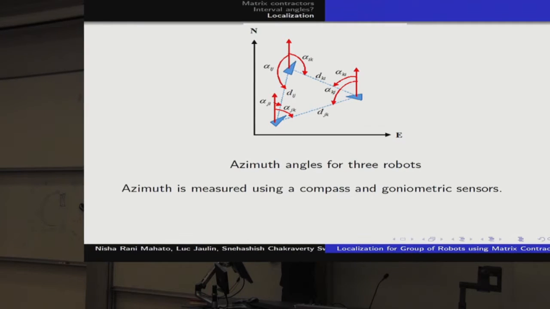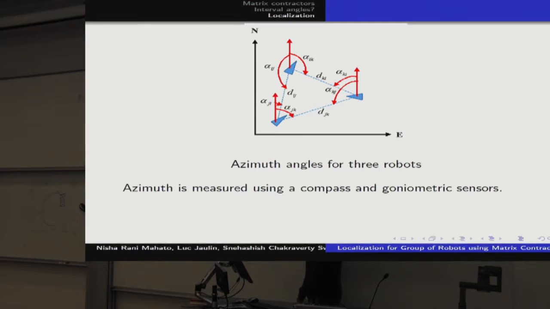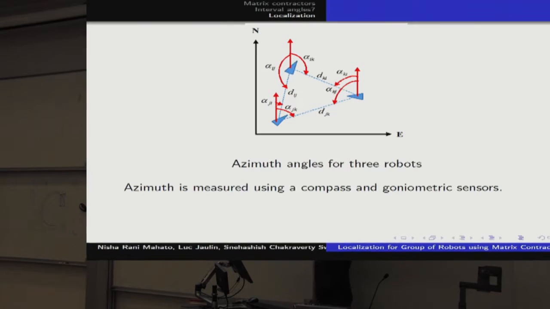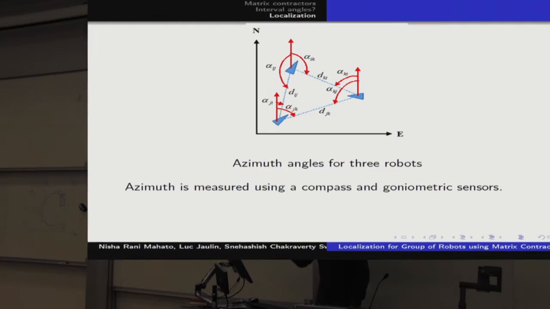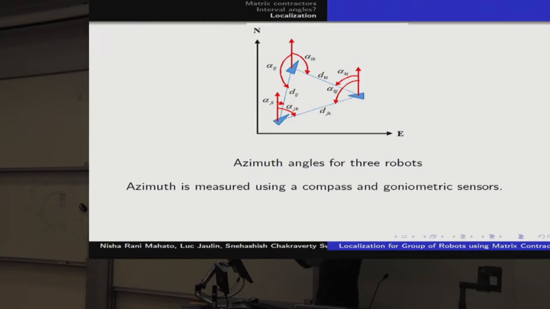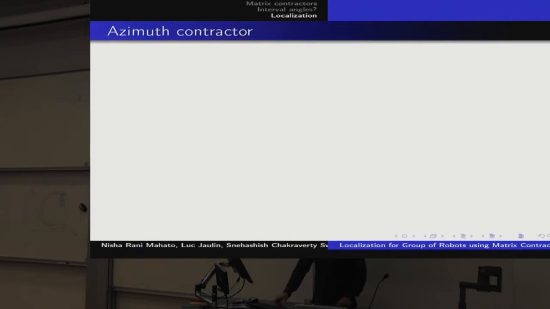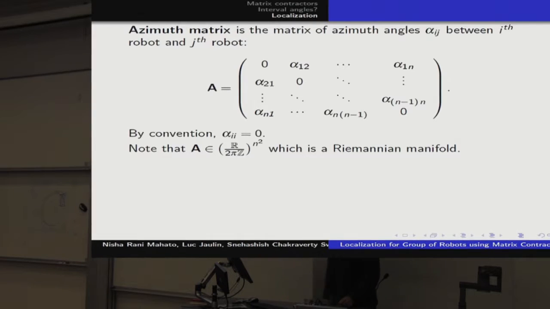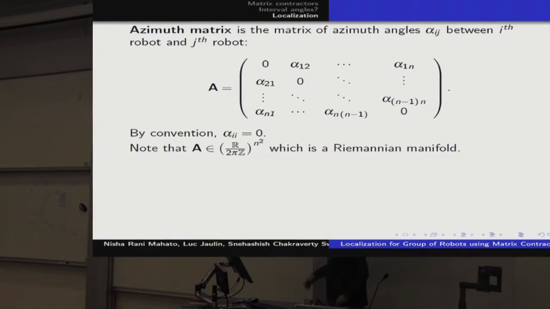And these angles are obtained by a compass. You need a compass because of the north, but you also need some goniometric sensor, so angle sensor. And angle sensor could be a camera. Camera gives you an angle. Okay, so we built an azimuth contractor. So we define what is an azimuth matrix.